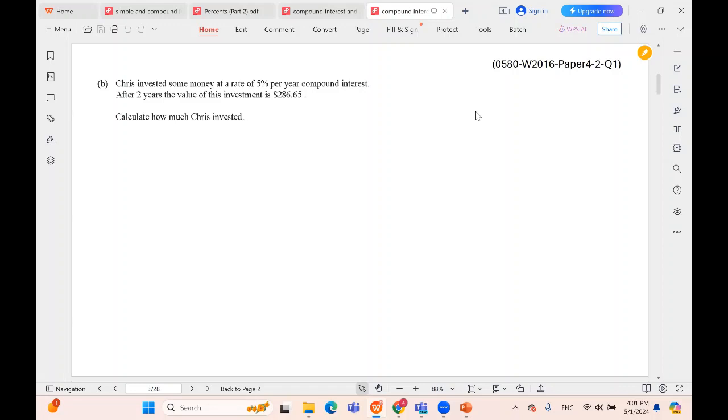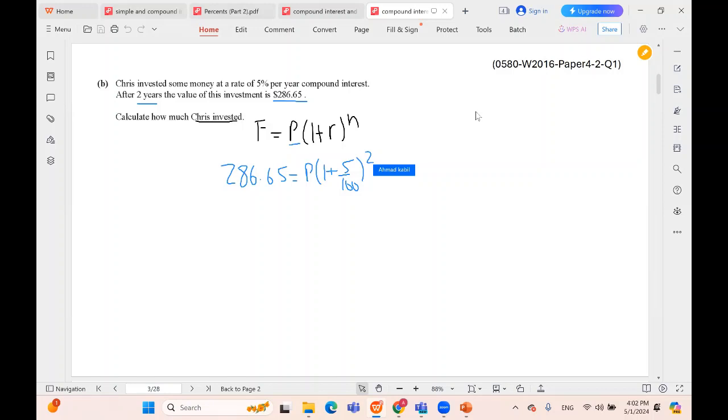So the formula for compound interest is F equals P times 1 plus R to the power of N. Here we want how much he invested. So here we're looking for the value of P, given that the future value after 2 years is 286.65. So this is equal to P multiplied by 1 plus 5 over 100 to the power of 2. So 286.65 equals P times 1.05 to the power of 2.